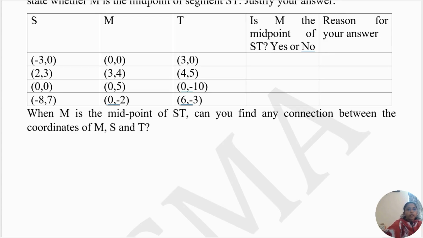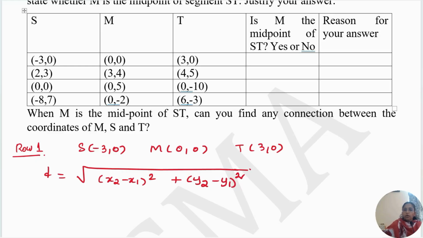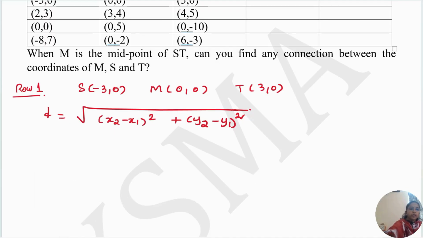Okay, first row 1. So consider your row 1. In row 1 we have S is minus 3 comma 0, M is 0 comma 0 and T is 3 comma 0. You know the distance formula is D is equal to root of (x2 minus x1) the whole square plus (y2 minus y1) the whole square. Use this formula to calculate all the 4 rows. Now we are going to calculate the first row. So in the first row, we have our data S, M and T.